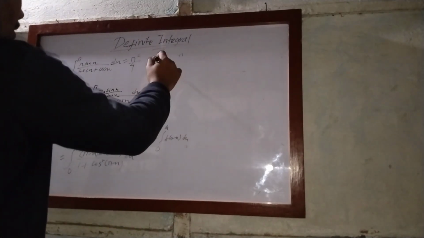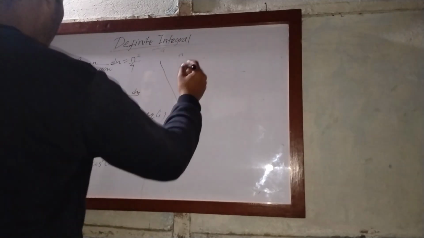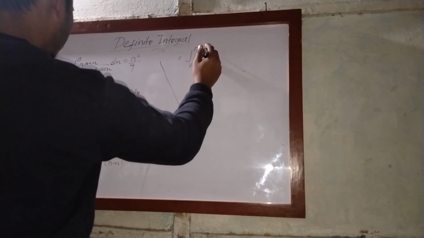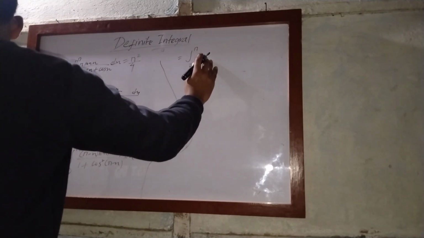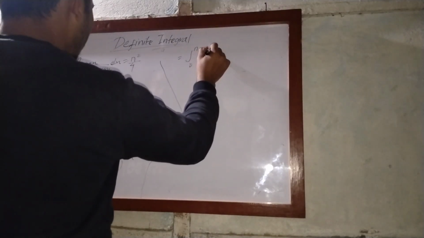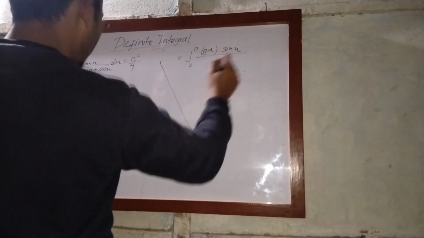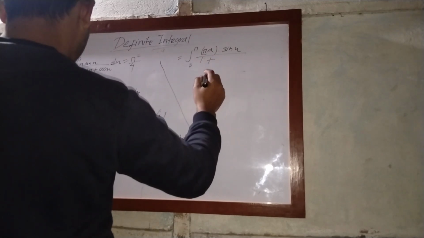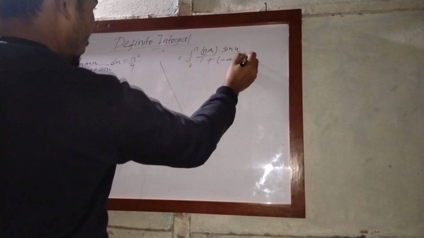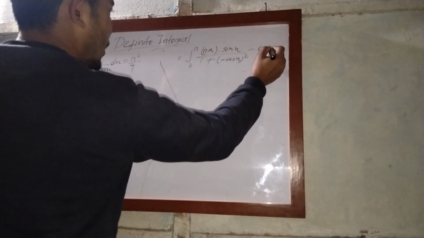Now the integral from 0 to pi, we get (pi minus x) sin x by 1 plus, this is minus, I think, cos x whole square. Okay, this is equation II.